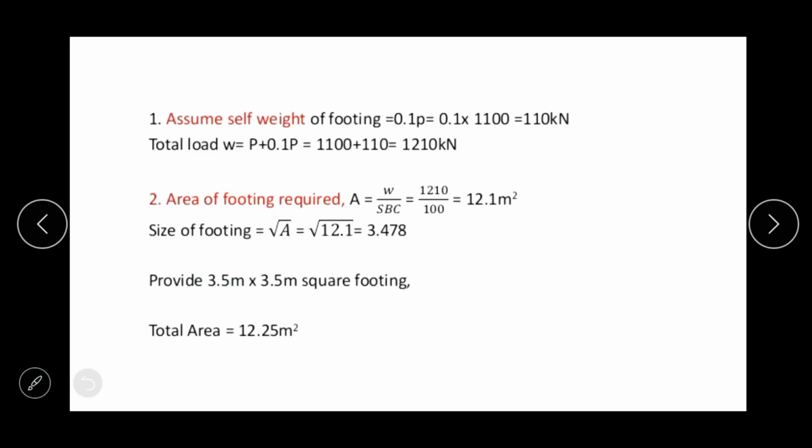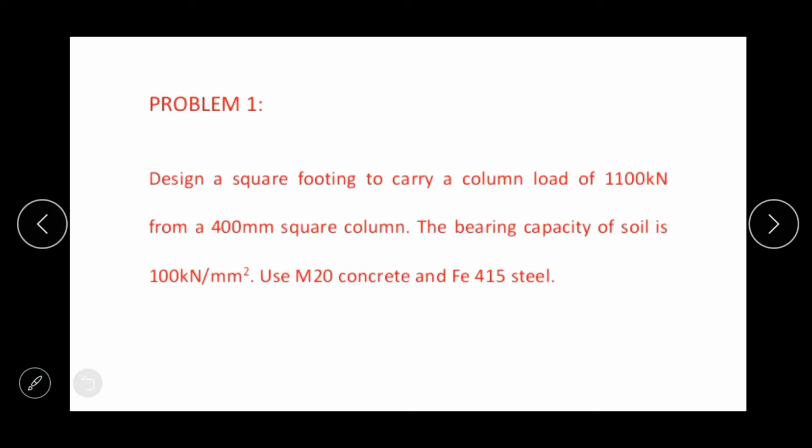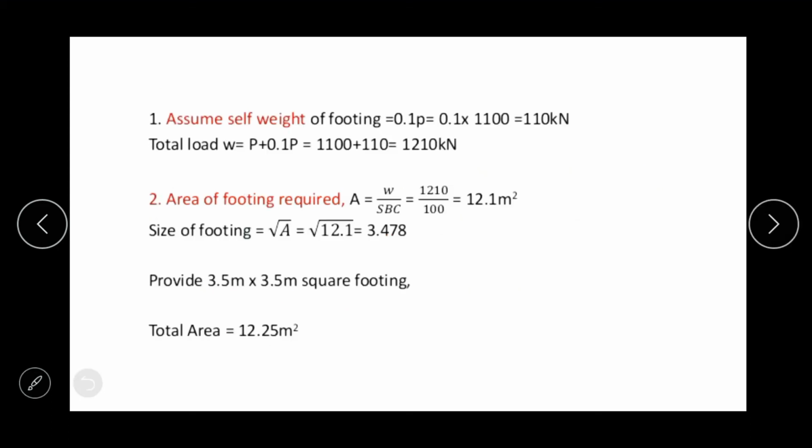So dividing 1210 by 100, the total value is 12.1 meter square. Actually here we need to correct this. This is not mm square, rather this is meter square. Please correct it. So the required area is 12.1 meter square.